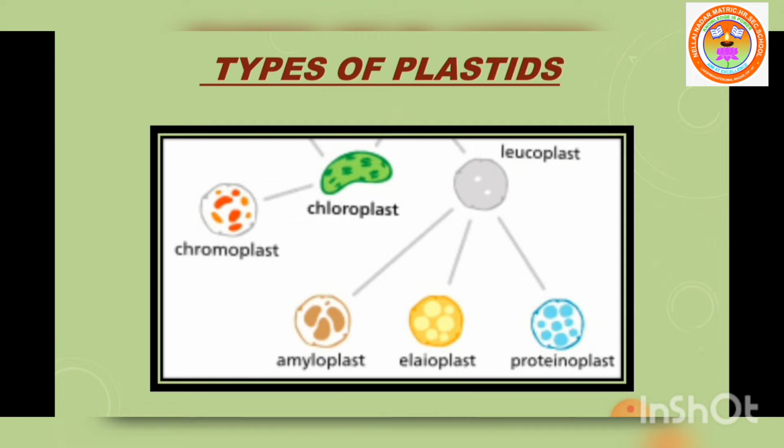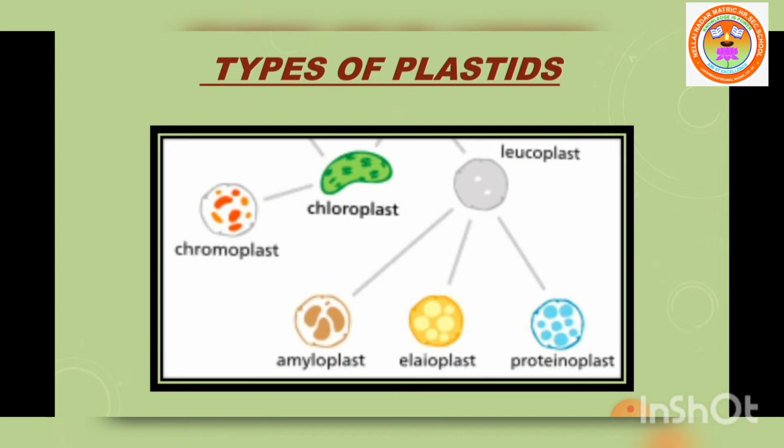Chloroplast. So, what is chloroplast? Green colored plastids are called chloroplast. Next, chromoplast. Chromo is nothing but colored. So, yellow, red, orange colored plastids are called chromoplast. Next type, leucoplast. Leucoplasts are colorless plastids. Leucoplast is further divided into amyloplast, eleoplast and proteinoplast.